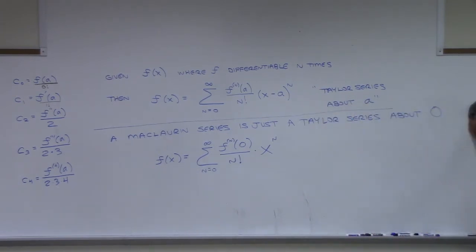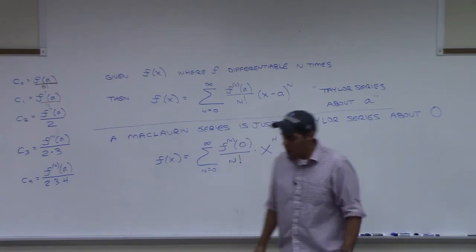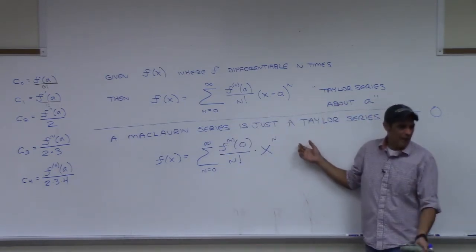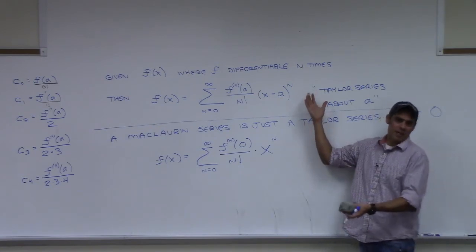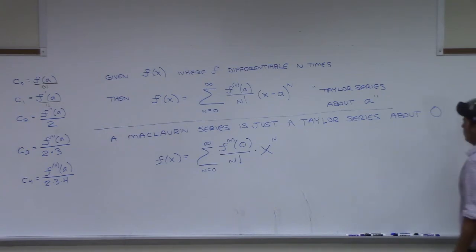Okay, so one way you can think about this is that a Taylor series is like a rectangle, and a Maclaurin series is a square. It's a specific kind of rectangle, right? All right, so you ready to do an example? All right, here we go.